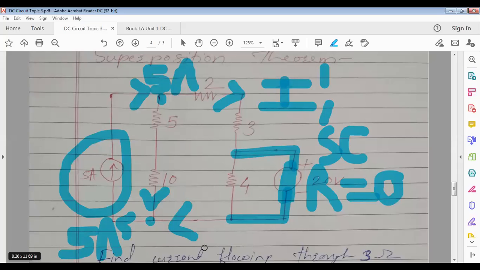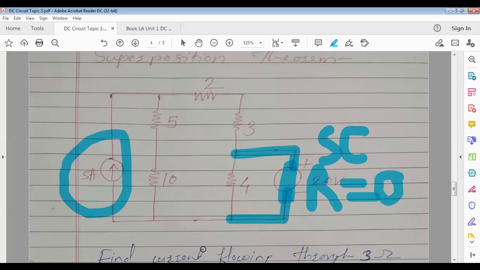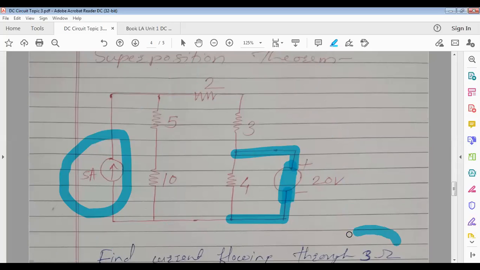Clear? Okay. So what does this theorem state? Consider a single source at a time. We have considered the 5 ampere source and made the rest of the sources inoperative. So only one source is there, that is the 20 volt, and we have shorted it. Now, with this, you have been asked to find out the current flowing through what?